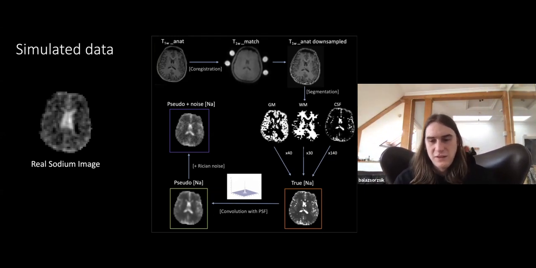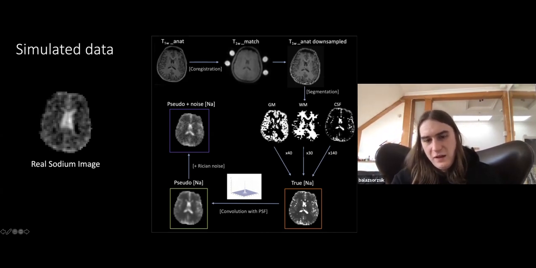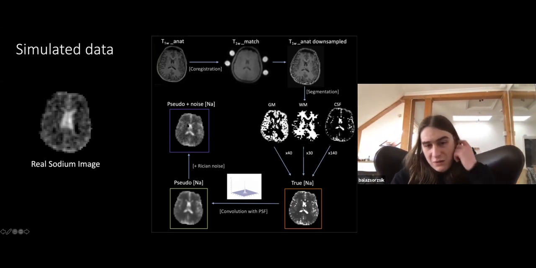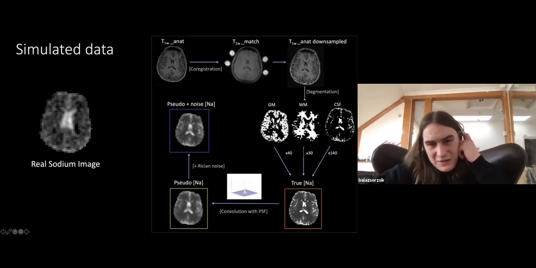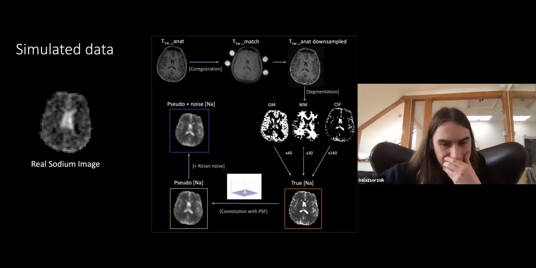So that was done with 7 Tesla. Then we convolved with the PSF, and finally we added Rician noise. I don't know how good these are visually, but I think we got quite close with it.